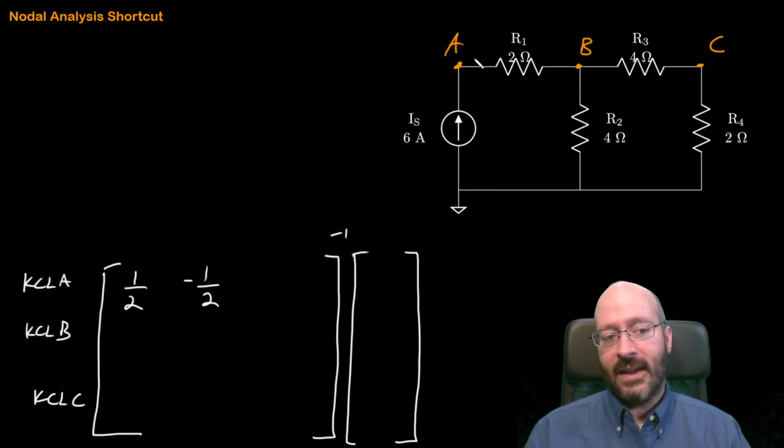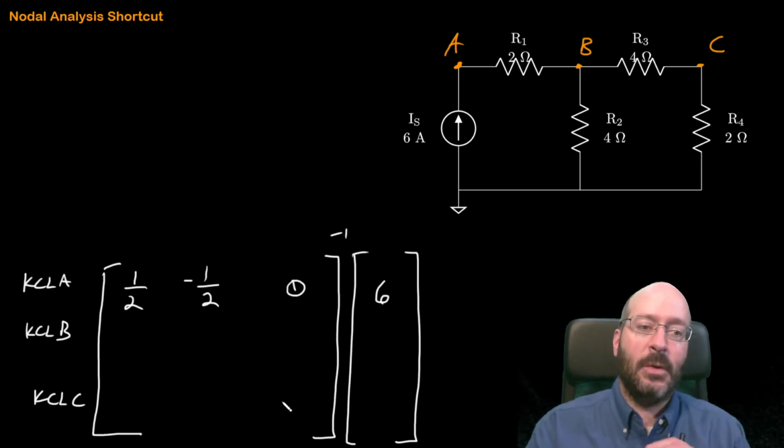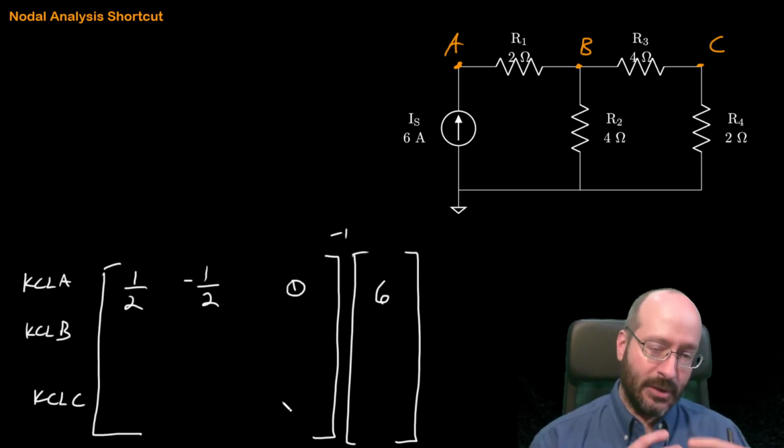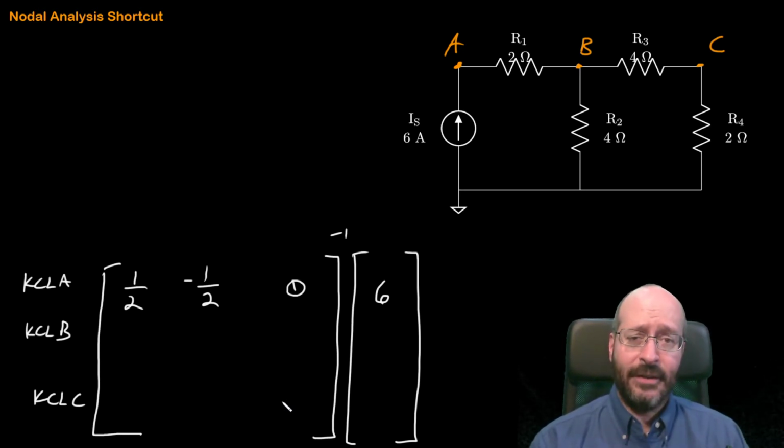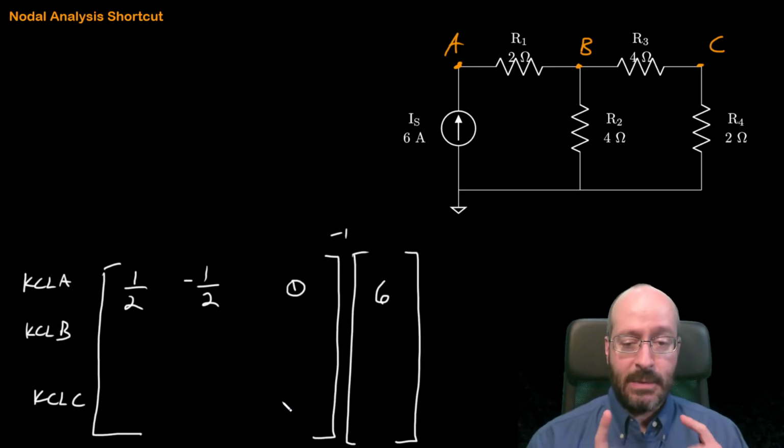And then what's connected to A that's also connected to C? Nothing. The right-hand side is for any constants. Here I have 6 amps, and since it's going in, I'm going to call that positive 6. First one's done. With a little repetition, I'm hoping you can ask yourself these same questions as you're filling out the matrix form.